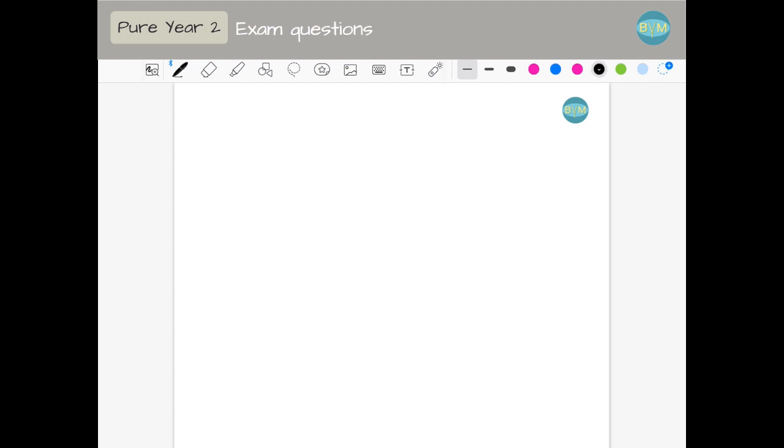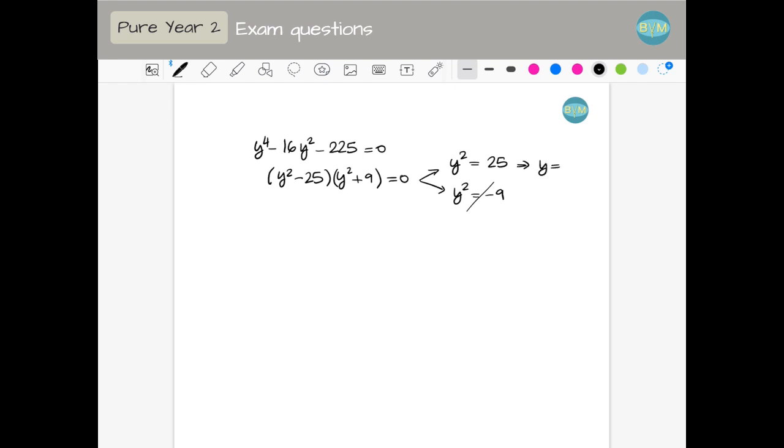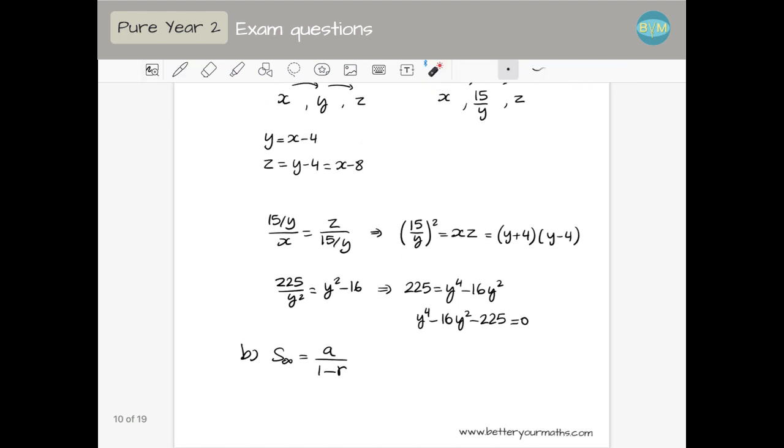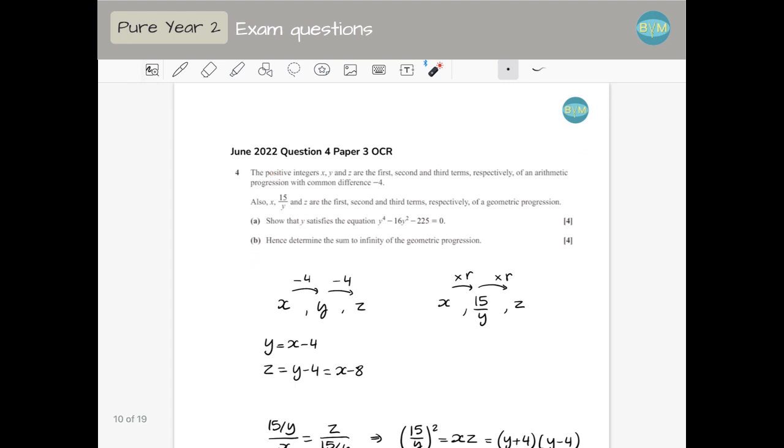So we are going to solve y to the power 4 minus 16y squared minus 225 equal to 0. If we factorize this expression, we have y squared minus 25 and y squared plus 9 equal to 0, which will mean y squared is 25 or y squared is minus 9. This is not possible because something squared cannot be minus 9, and y is going to be 5. It could be minus 5. Let's carry on with y. If y is positive 5, do they say they are positive? They are positive integers, so it's just going to be 5.